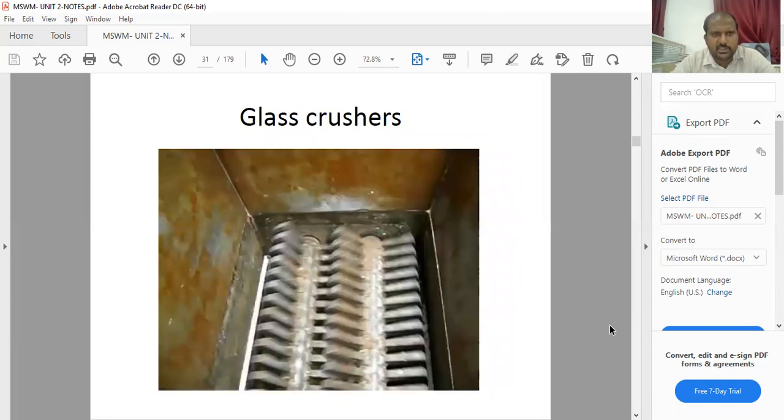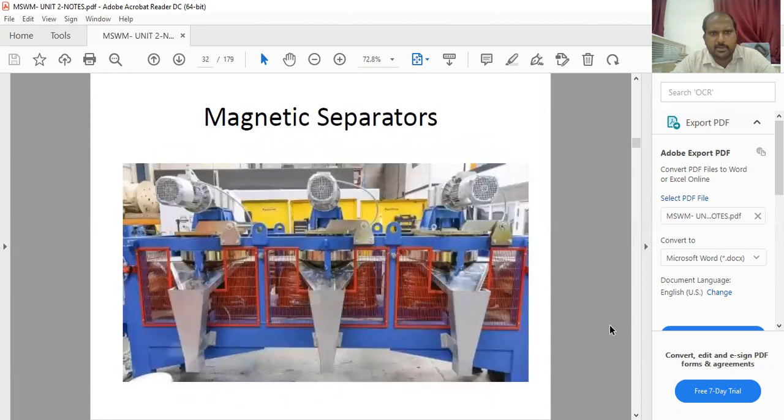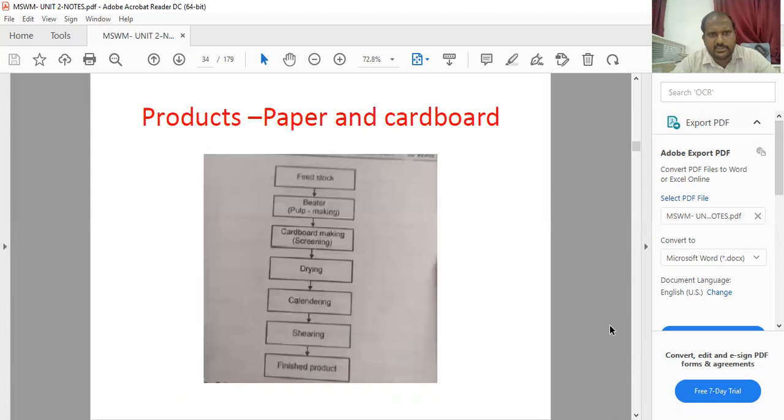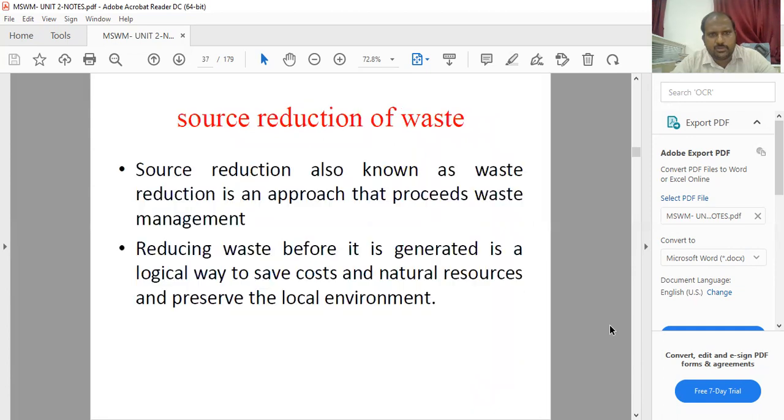This picture shows the glass crushers. These are magnetic separators, for example. This one is wood grinders. Next, product: paper and cardboard. Next, source reduction of waste.